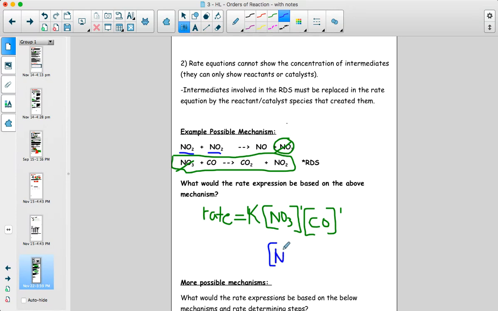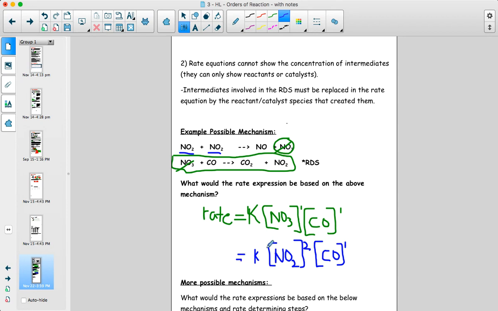So I would replace NO3 in my rate equation with NO2 squared, to match the step that came before it, that created the NO3. The CO is unaffected. CO is one of my reactants, so I'm allowed to just keep it in the rate equation. And so the overall rate equation now is this.